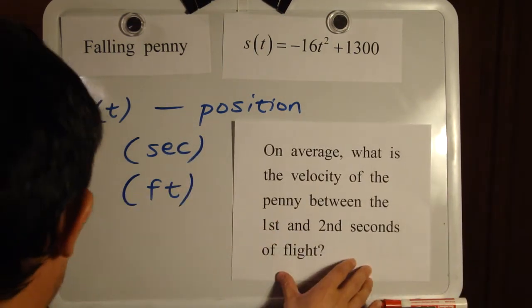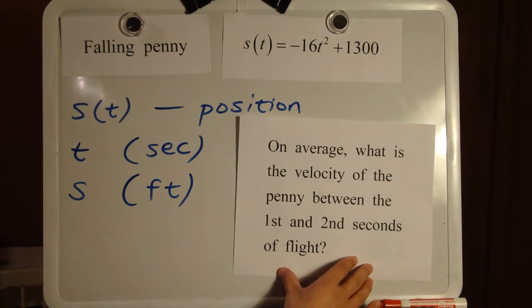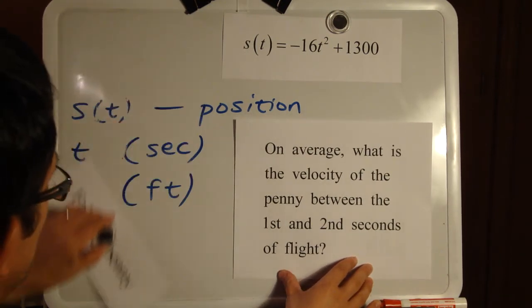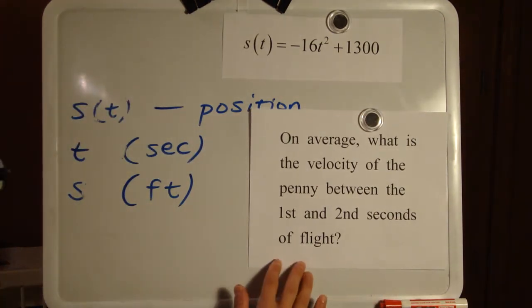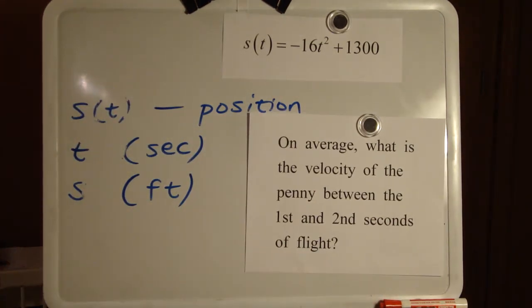Okay, so this question here. So we can probably take this one down and answer this. So the first question here says, on average, what is the velocity of the penny between the first and second seconds of flight? So what we're trying to imagine here is we're dropping the penny from the top of a building, and then somewhere between the first and the second seconds, we would like to know, on average, over that window, how fast was the coin or the penny actually moving.